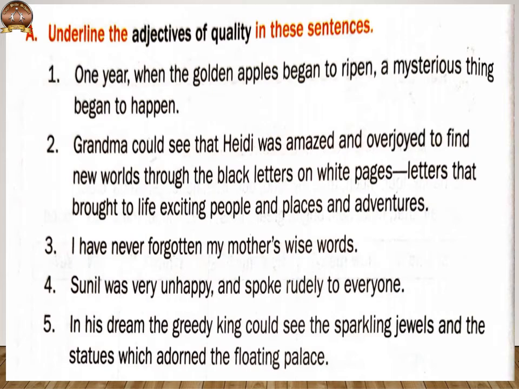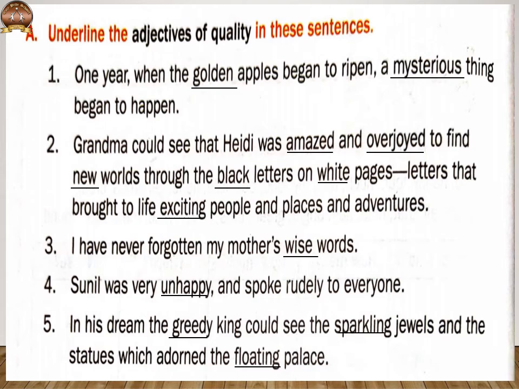You can pause the video, underline, and then check the answers. Golden, it is describing apples. Then mysterious, it is describing a thing. Then amazed, overjoyed, describing the state of Haiti. Then new is describing words. Then black and white are describing letters and pages. Exciting, who are exciting? The people. Wise, what is wise? Words. Then unhappy, who is unhappy? Sunil, describing the state of Sunil. Then greedy, who is greedy? King, yes, you got it right. Sparkling, yes, jewels. Floating, palace.